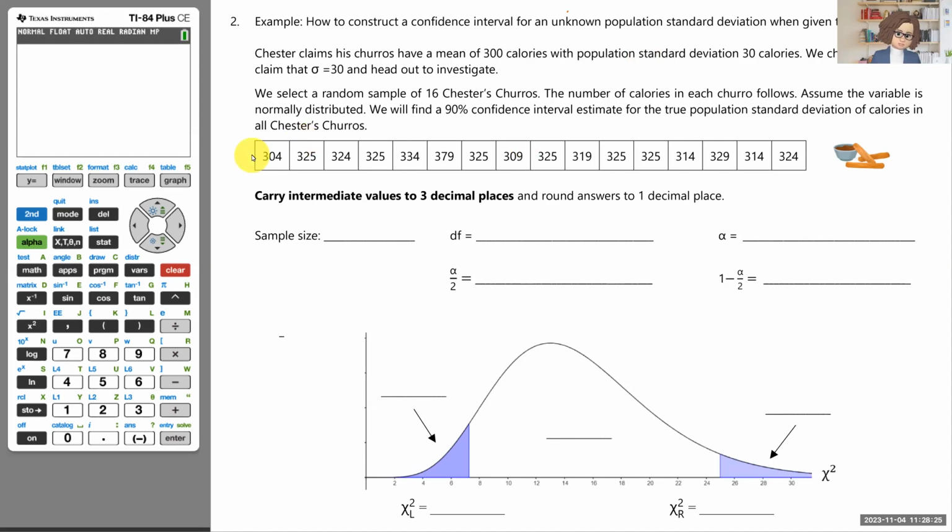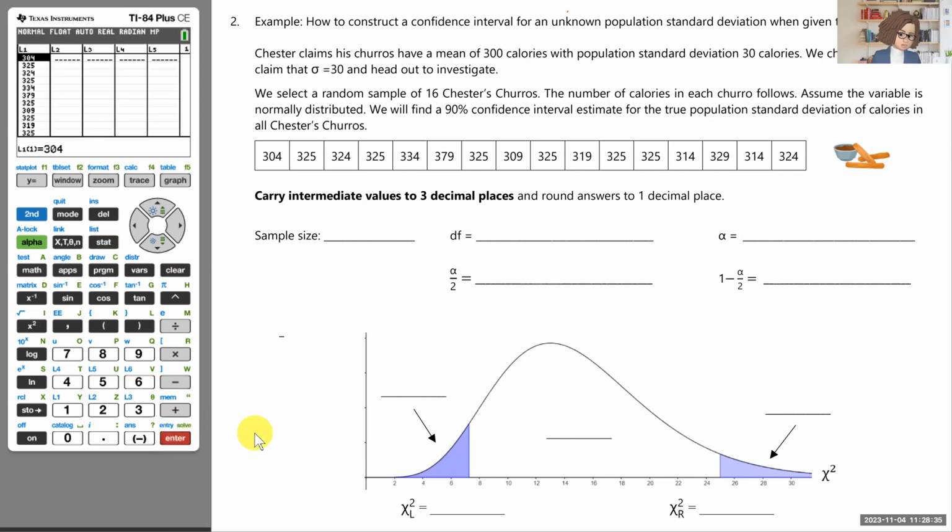All right, so first step, when you're given data, you want to get that into a list. So stat, edit. And then if you'd like to pause for a moment and enter that data. And then we'll continue here.